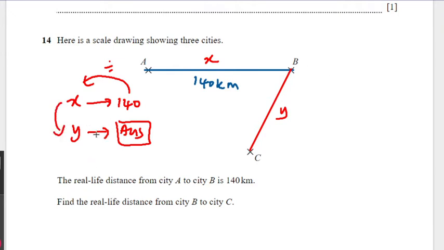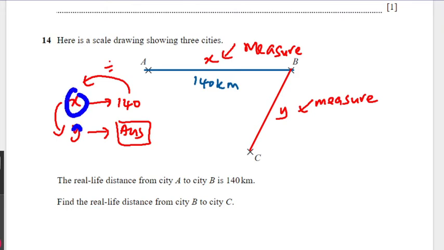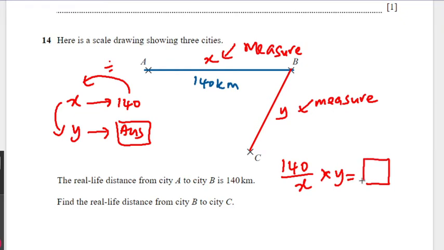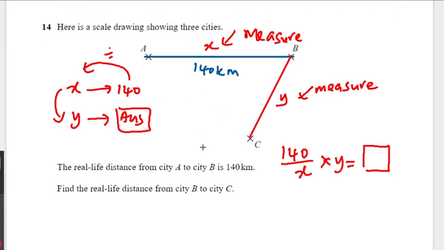Okay, so you use this method. 140 you divide by X. This one you need to measure by using your ruler, and this one also you need to measure. Then you just substitute in here. You use 140, divide by your X, then the answer you times with Y, then you should be able to get the answer here. I can't help you here because you need to measure X, measure Y, then only you can get the answer. All right, move on.